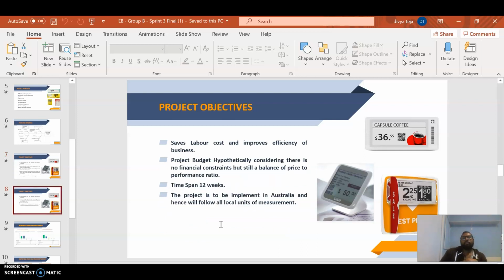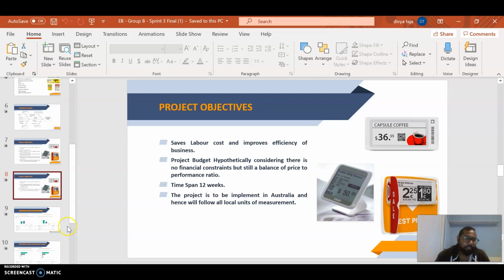Coming to the project budget, hypothetically we have only a few sources to the best of our knowledge. What I have seen from a source is that 10 to 20 price tags, maybe 20 to 30 price tags, may lead to $1,000. The project is yet to be implemented in Australia, so we can see all the measurements that will be coming in future.